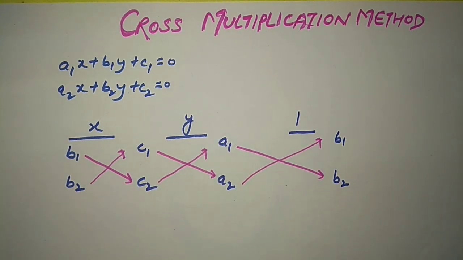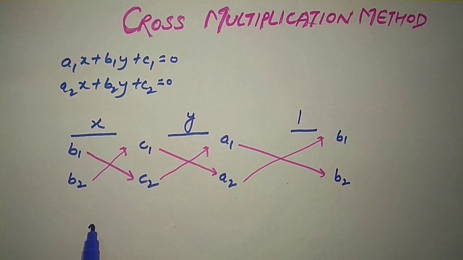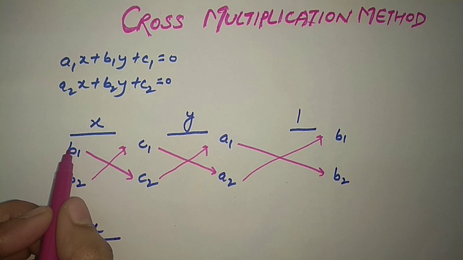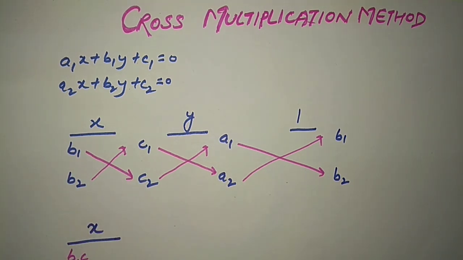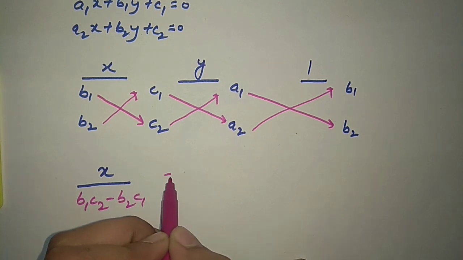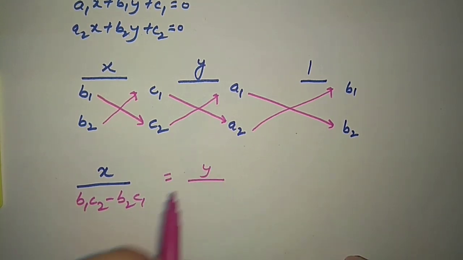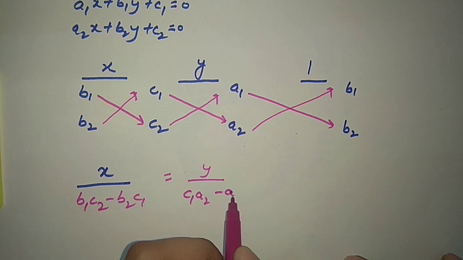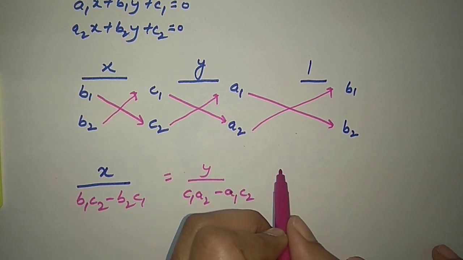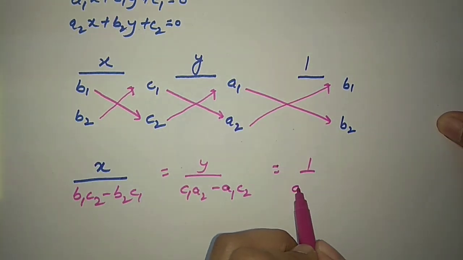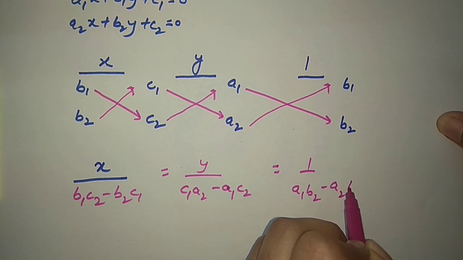So what we get is x upon b1 c2 minus b2 c1 is equal to y upon, we have c1 a2 minus a1 c2, then again equal to, and we have 1 upon a1 b2 minus a2 b1.